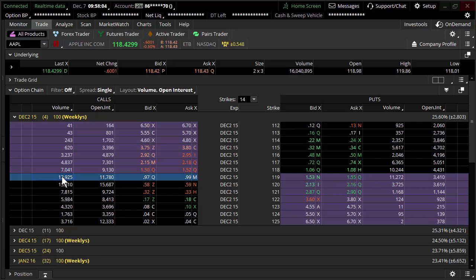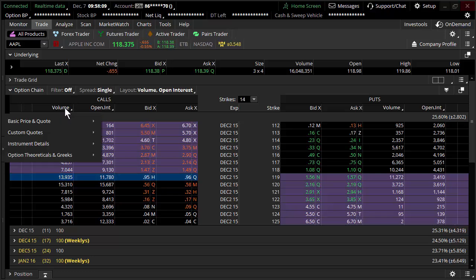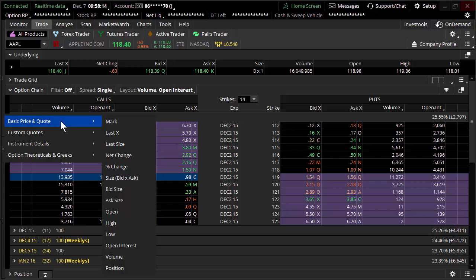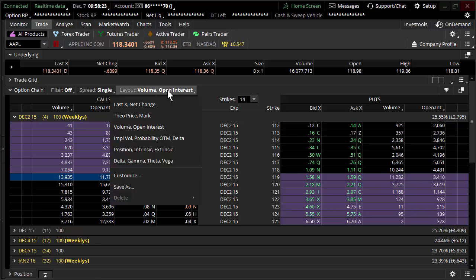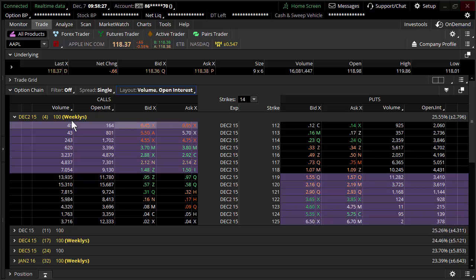And if you are looking at something like thinkorswim and you're not seeing volume and open interest, all you have to do is change your information layouts. You can go down to base price and quote over here, and you've got volume, you've got open interest, and you can set those next to one another. They're also under layout here. They're one of the prefabricated layouts. You just click volume and open interest, and there you go. There's volume, there's open interest.